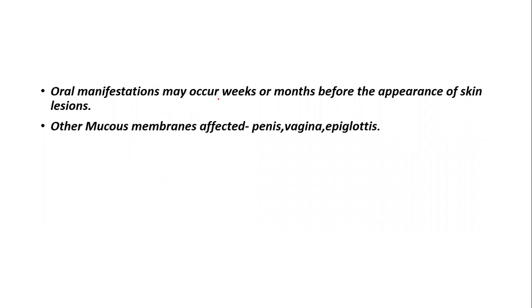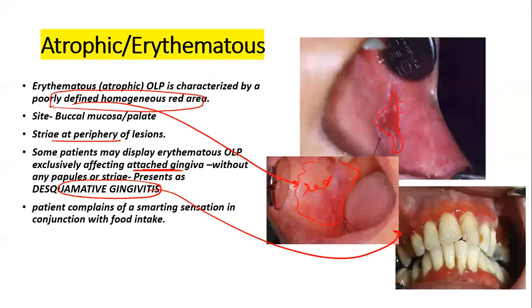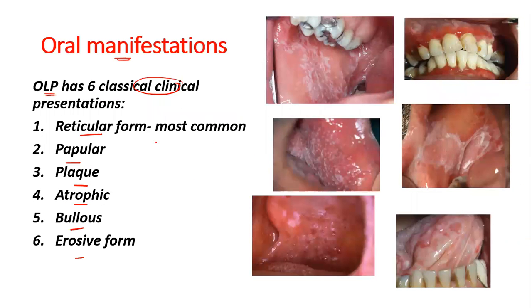The oral manifestations may occur weeks or months before the appearance of skin lesions, and other mucous membranes affected are the penis, vagina, and epiglottis. Up to 25% females show the involvement of genital areas. So again, revising, we have seen the three asymptomatic forms, which are reticular, which may be lace or annular, then papular, plaque, and then we have seen the symptomatic forms, which are atrophic, bullous, and erosive lichen planus.